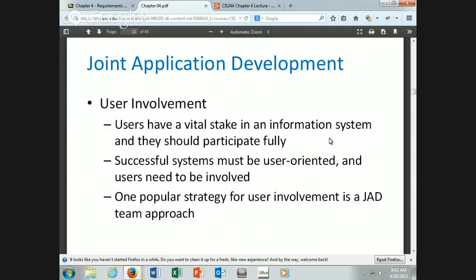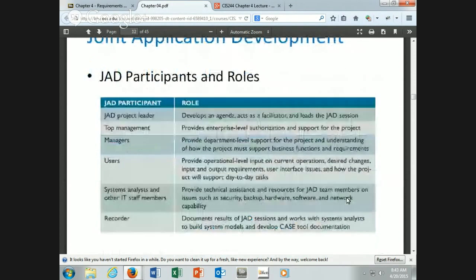So user involvement, in JAD, vital stake in an information system. They should participate fully. Yes. Successful systems, user-oriented. Users need to be involved. Gee, didn't they just say this in the first bullet point? Aren't these saying the same things? Must be important. Popular strategy for user involvement. Yeah, okay. So just some ideas of some roles. You have a project leader, you have top management, managers, users, bring in the computer nerds, and then someone who records this.